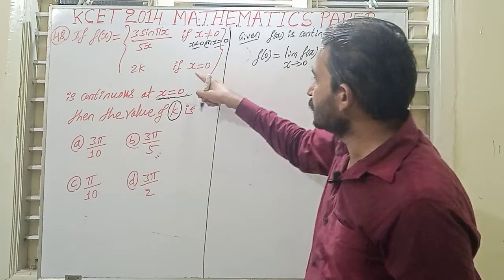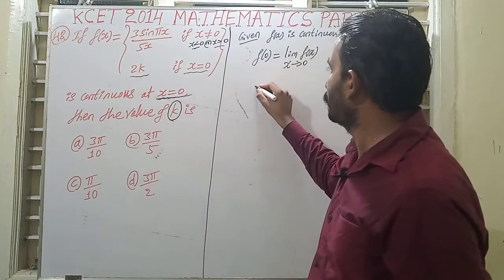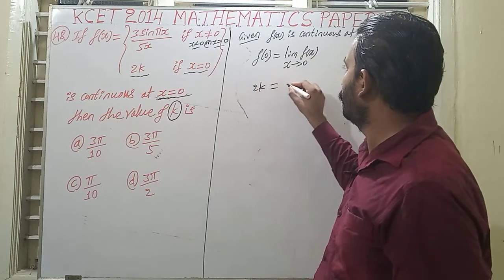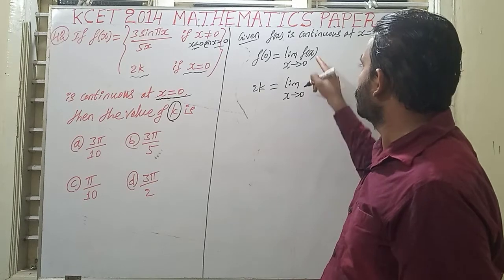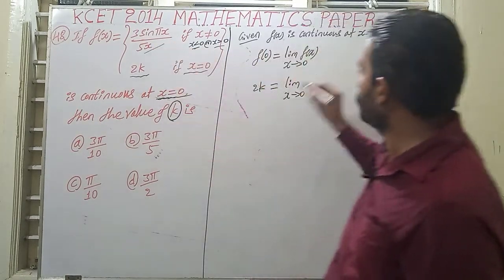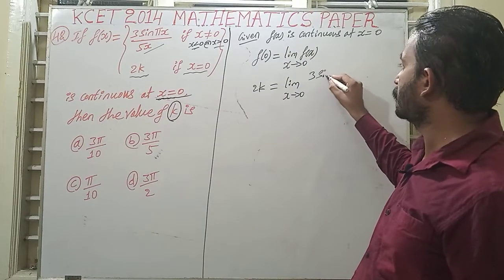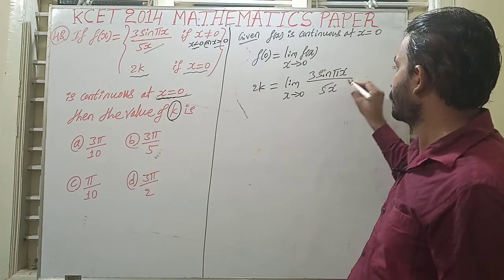So now f of 0 is given. f of x, if x is equal to 0, what is f of x? 2k. 2k is equal to limit x tends to 0, substitute the f of x value. What is the f of x value? This is f of x: 3 into sin pi x divided by pi x.